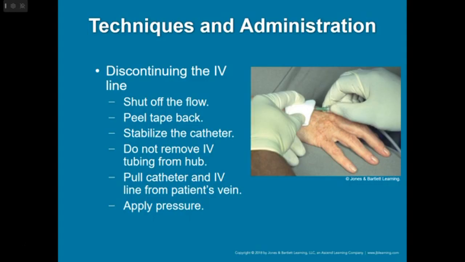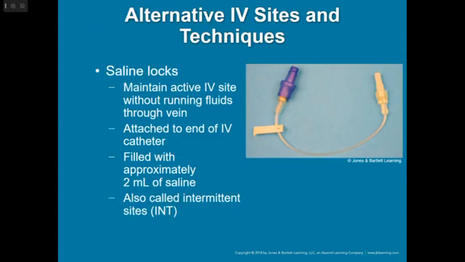Discontinuing the IV line, of course, shut it off, peel the tape back, have a 4x4 or some gauze or something ready, and then pull out your IV catheter there. Apply pressure so it doesn't bleed quite as much, and then tape down your gauze.